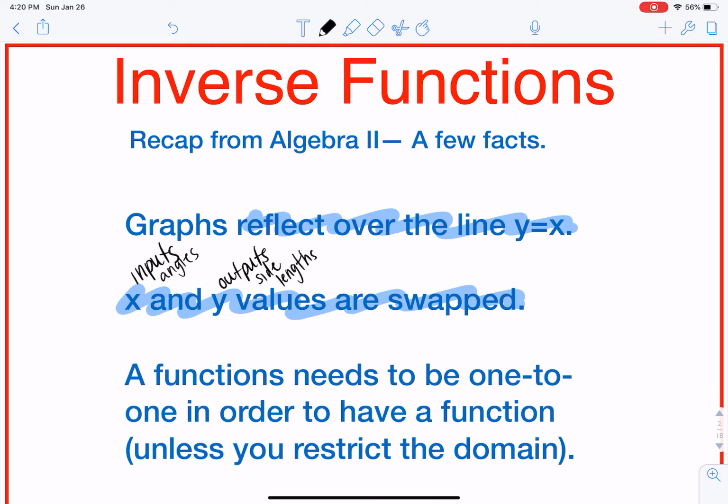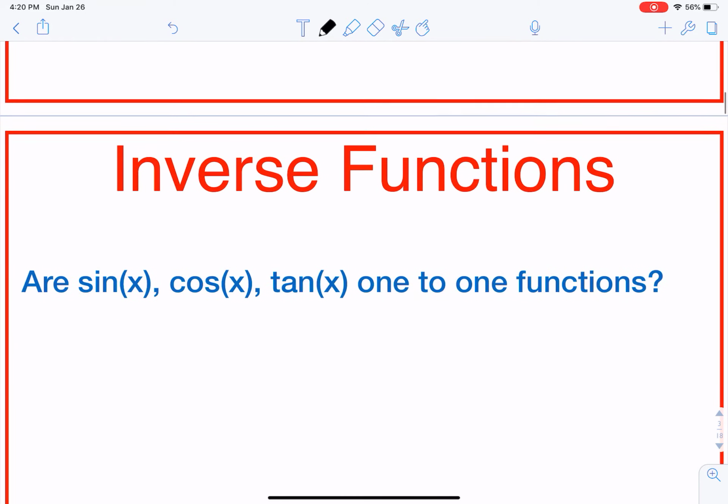getting out angle values. So lastly, a function needs to be a one-to-one function in order to have an inverse function, unless we restrict the domain. So this will make a little bit more sense as we move through. But right now, our sine, cosine, and tangent functions are not one-to-one functions. So we want to treat them like they are one-to-one functions. And in order to do that, when we talk about the inverse, we're just looking at a snapshot of the domain. So what do I mean by that?